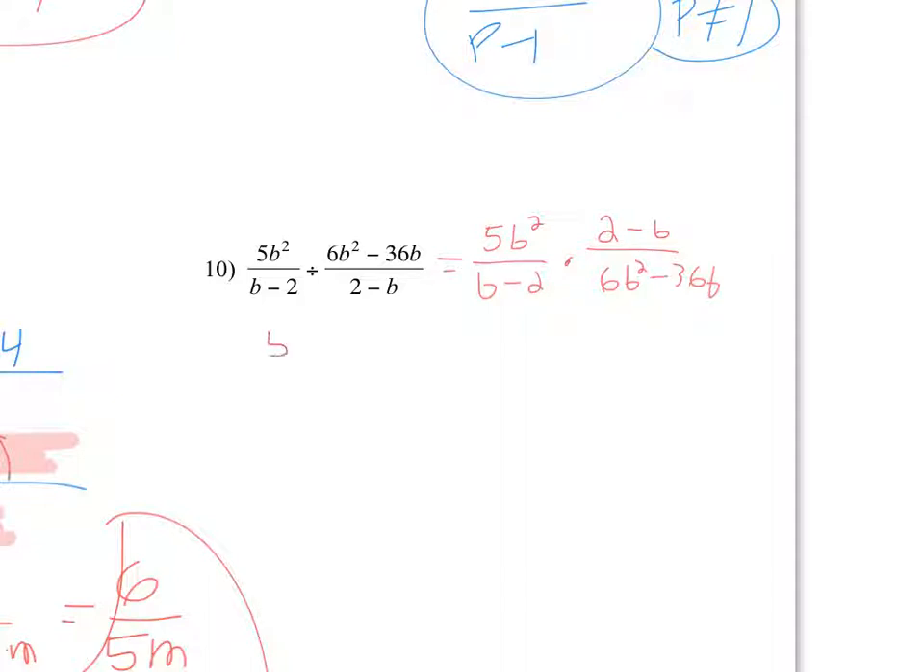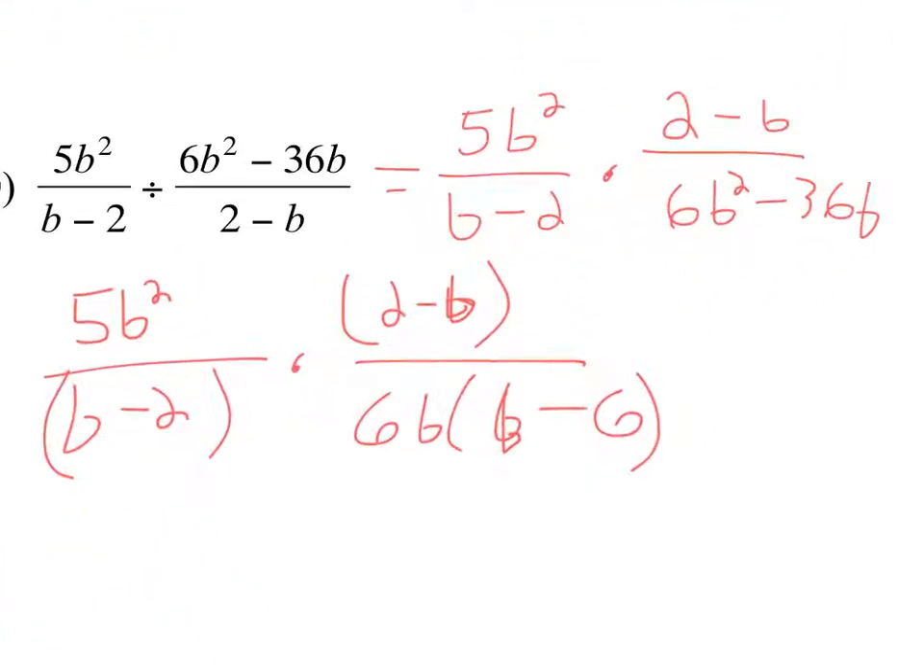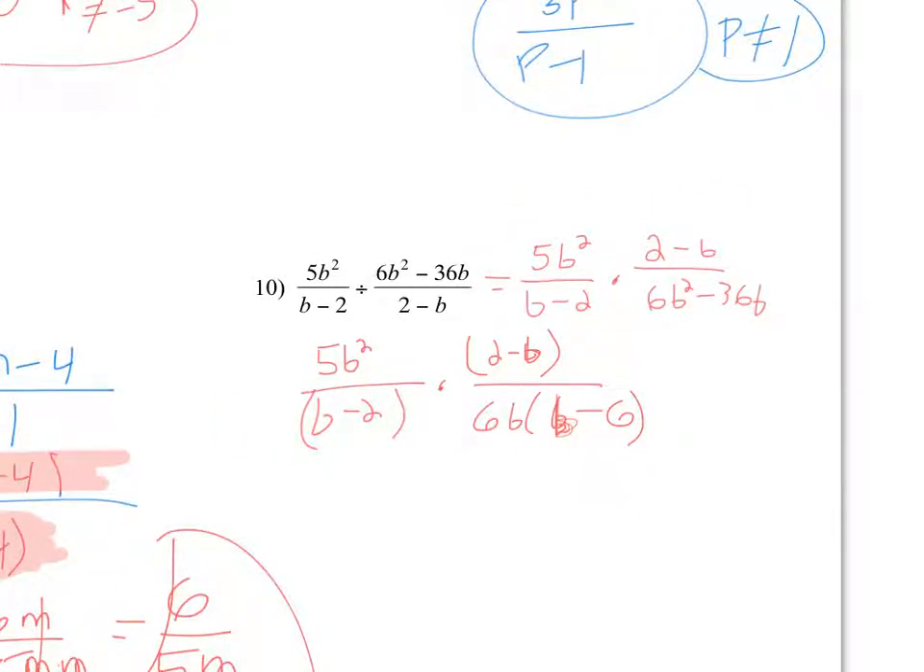So I'm going to keep the 5b squared over b minus 2, times, I'm going to keep this 2 minus b over, and I'm going to factor out a 6b. So 6b times b minus 6. Well, as much as I wanted to do that, sorry, this first guy is a b. B's and 6's are hard to differentiate from each other. So b minus 6.